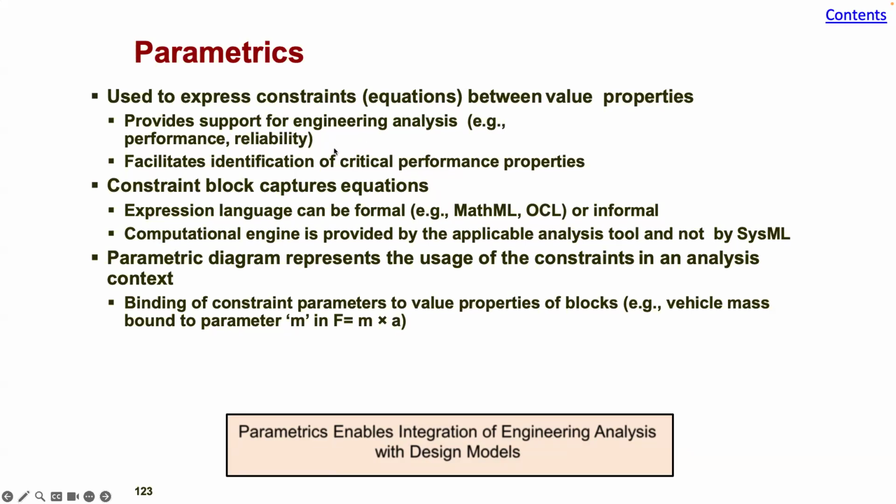So if we did twice the amount of energy that's stored in that car, but the cost is twice as much, is that still going to meet what the consumer wants? And so we can do those trades here using parametric diagrams. It facilitates the identification of critical performance properties. There's something called a constraint block that captures equations. So F equals MA is an example. And you can have expression language in various forms, either something that's more formal, with various types of modeling language or control language, or it can be less formal.